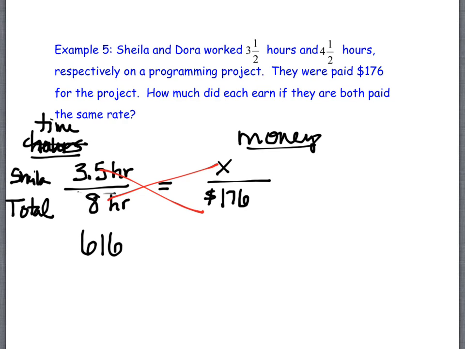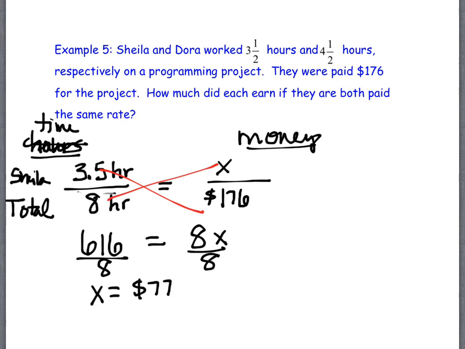Like this? Okay. And then I have 8 times x, so that's 8x. Now what? Divide by 8. x is 77. Okay, now we solved the numerical problem that we set up, but we need to answer the question.